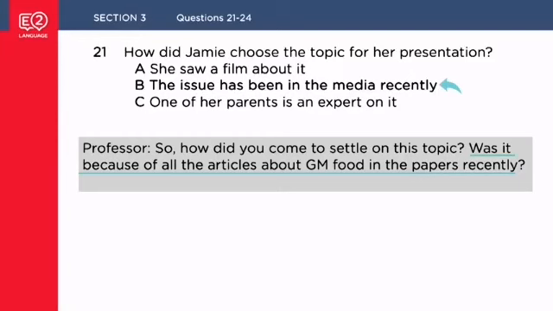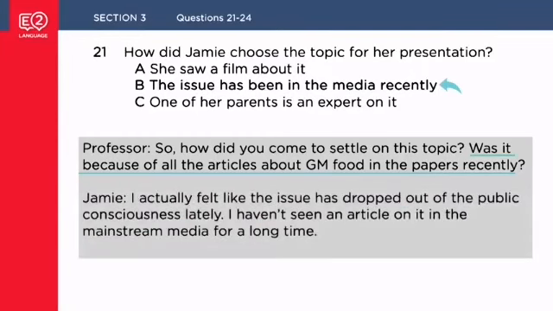Let's keep going. Jamie says, I actually felt like the issue has dropped out of the public consciousness lately. I haven't seen an article on it in the mainstream media for a long time. So actually, Jamie did not choose the topic for her presentation because it's been in the media. She hasn't seen it in the media for a long time. B is a classic distractor. Wrong answer. Let's keep going.